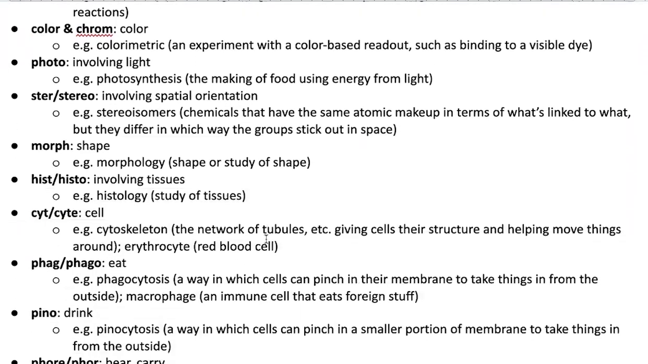Sometimes with heat, you also see light, and the prefixes we use for light are color or chrome. So something that is colorimetric, if you think about metric, measuring, color. An experiment that has a colorimetric readout means that it's giving us a color-based readout, such as binding to a visible dye, or something changes the color. That would be a colorimetric readout.